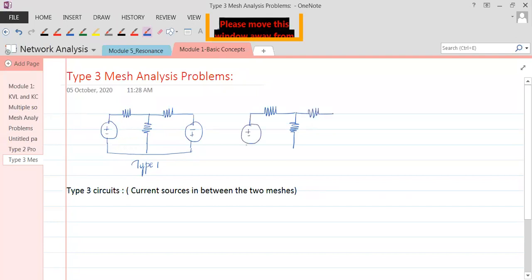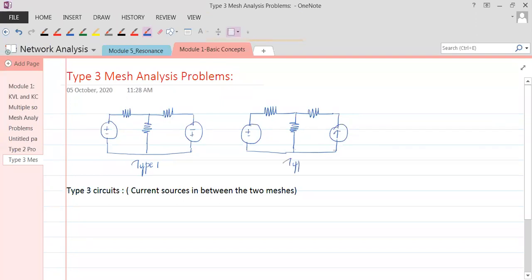Fine. Now you have the resistors, voltage sources, everything you will have. But along with the voltage source, you will also have a current source. It can be going upwards or downwards, not a problem. Okay, this is type 2. And what is type 3 we are talking about?